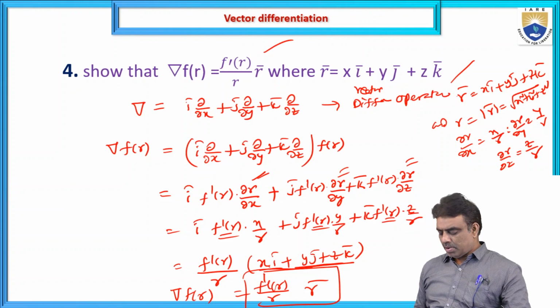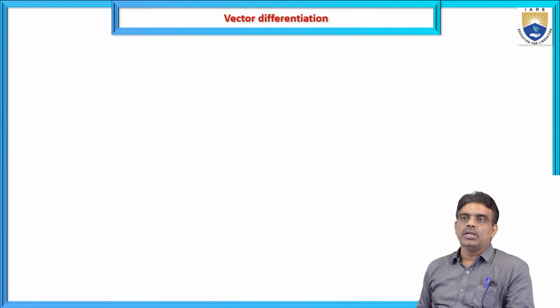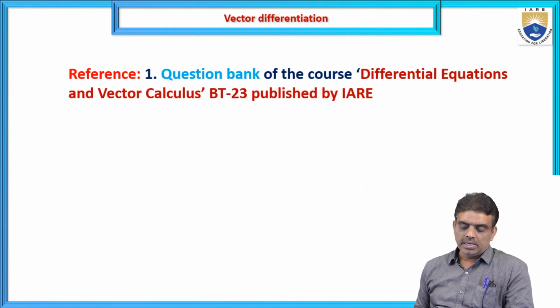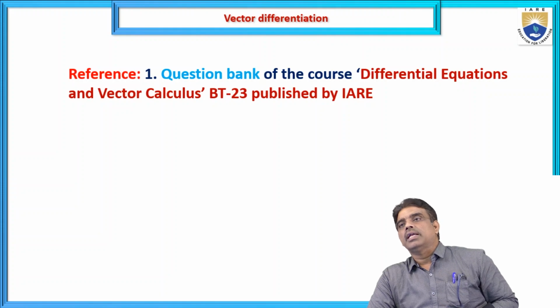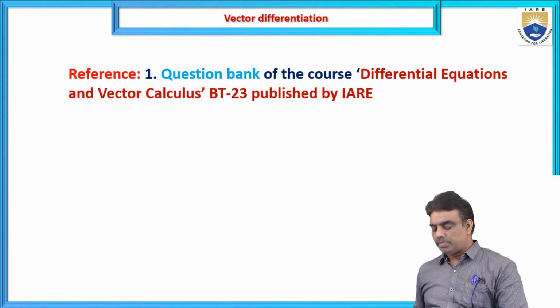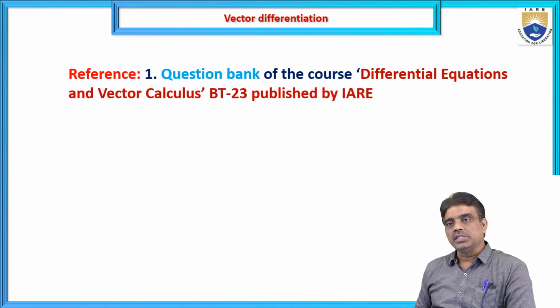So these are the problems which we are having under question bank module number 4 in vector differentiation. And the reference is the question bank of the course Differential Equations and Vector Calculus BT 23 published by IARE. And these are some of the questions. I will come with another type of questions in part A of module 4.